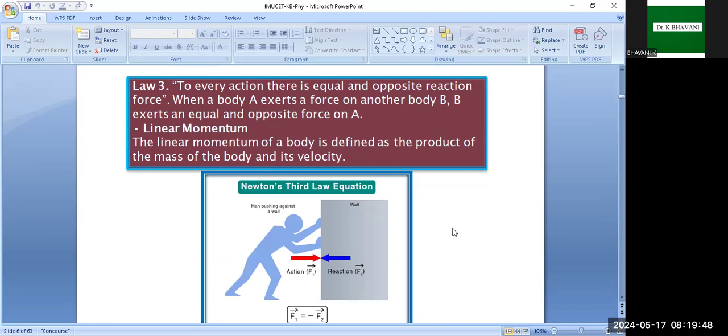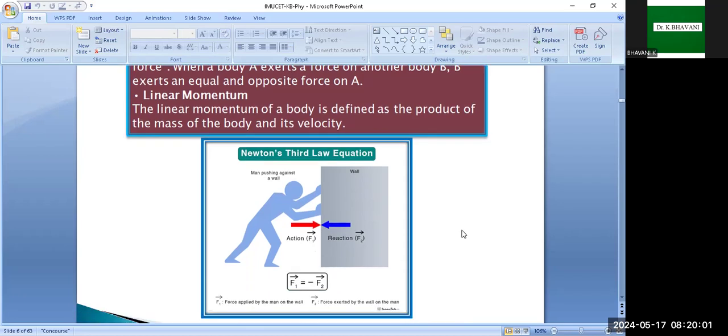So, guys, here the force we give by action is F1, and in turn we get the reaction, that is minus F2. So, F1 is equal to F2.